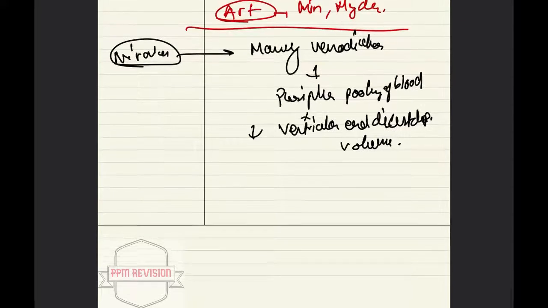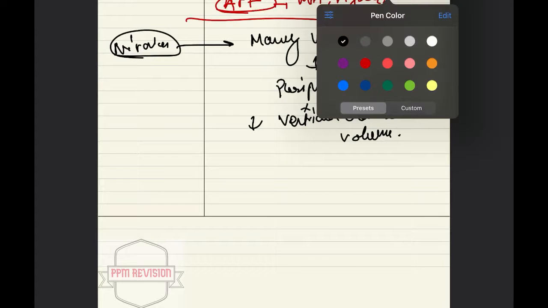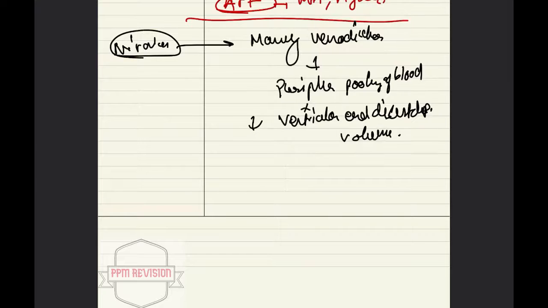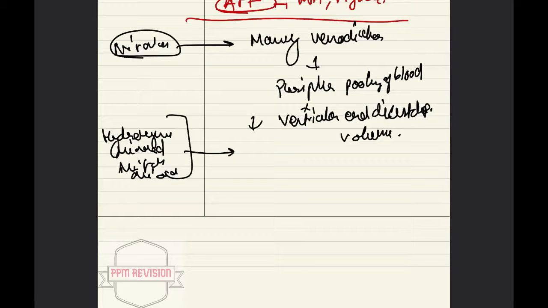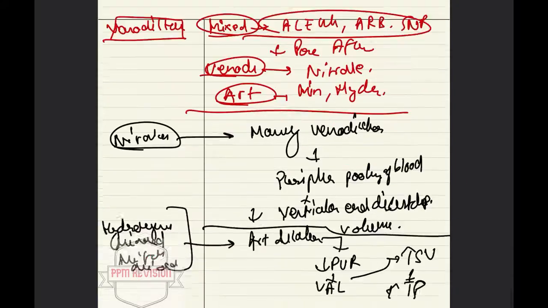Next, we'll quickly look at the arteriolar dilators. Here examples are hydralazine, minoxidil, nifedipine, just to name a few. So these are the arteriolar dilators. If we look at what they actually do, there's decrease in PVR, that is peripheral vascular resistance, there's decrease in afterload, as well as increase in stroke volume due to this, and improved tissue perfusion. So now, as we are done with this, I'll quickly recap what we have done.